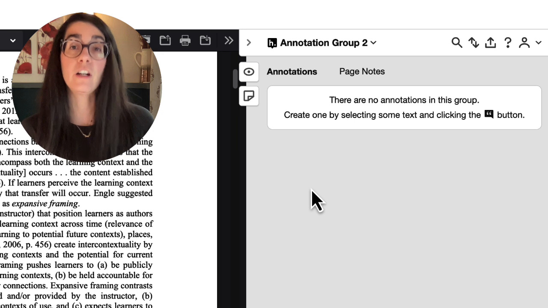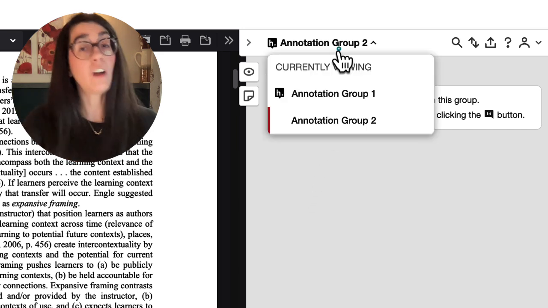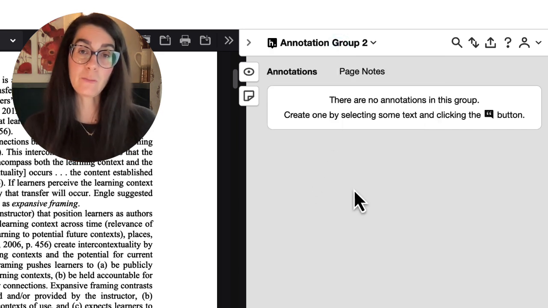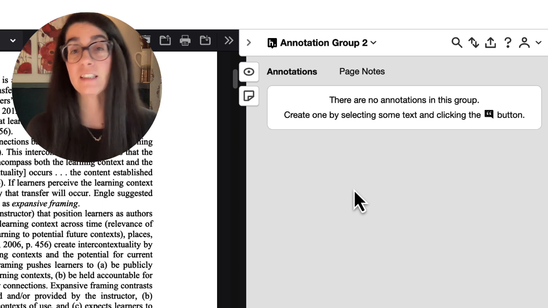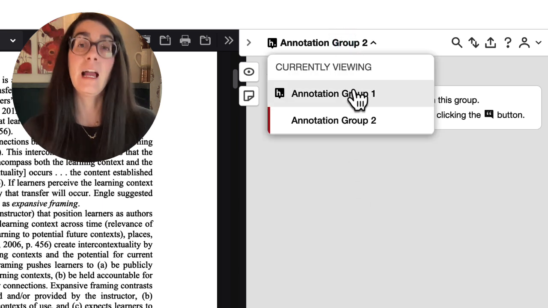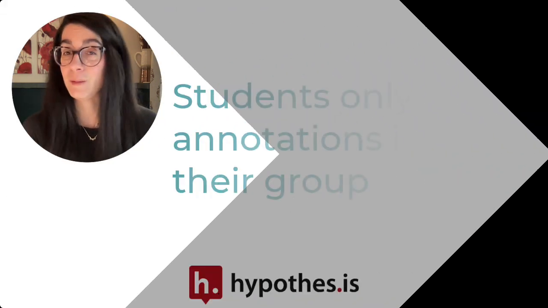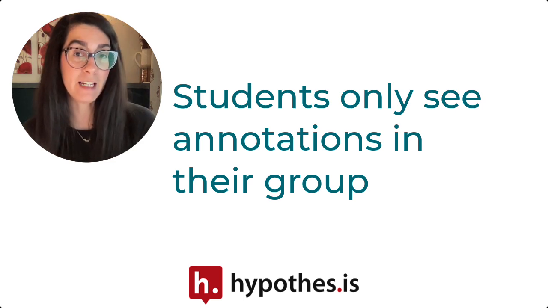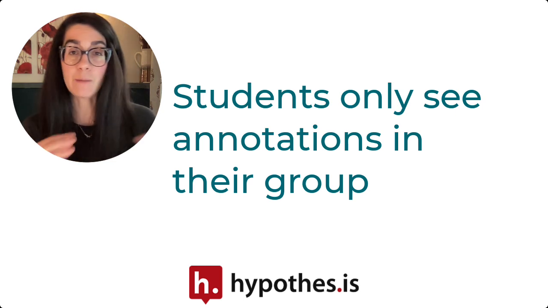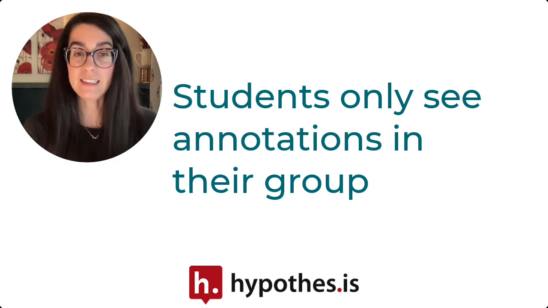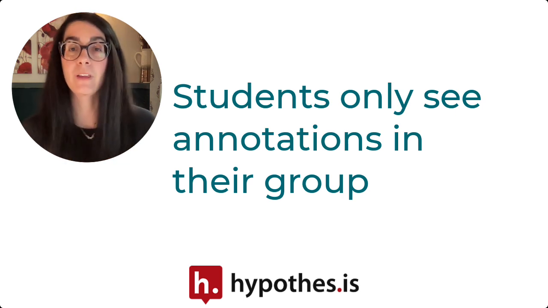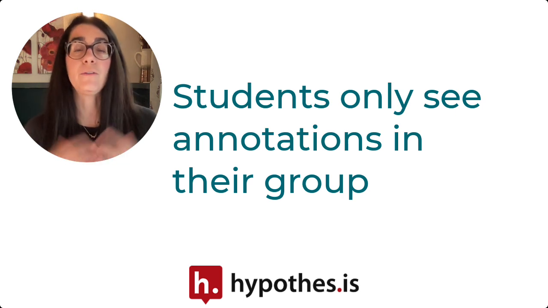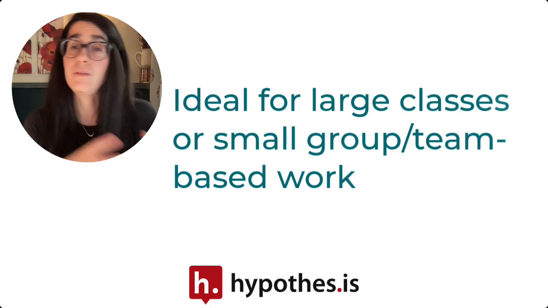As the instructor, you'll be able to see and toggle between each annotation space and see the conversations that each separate group is having. However, the student will only be able to access the annotations that they and their group members are making. So there are fewer annotations for them to wade through and fewer highlights happening on the document. This is ideal, again, if you have a large class or even if you just want to break students up into groups of 5 or 10.